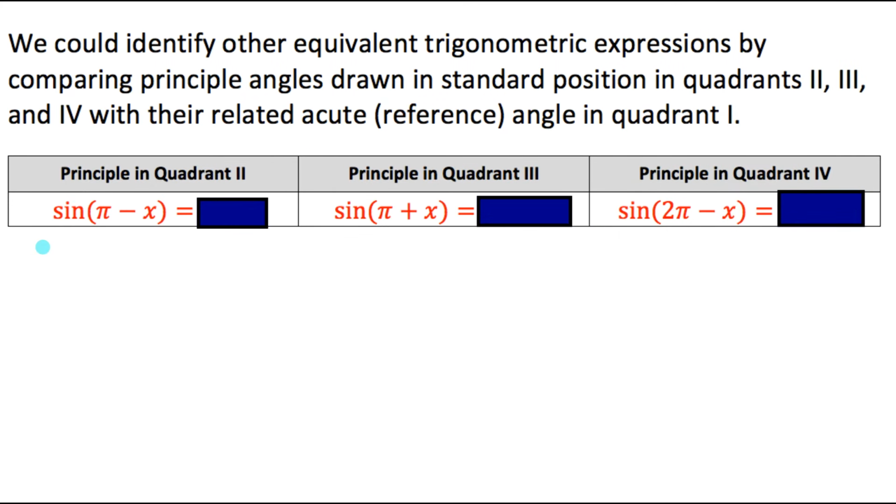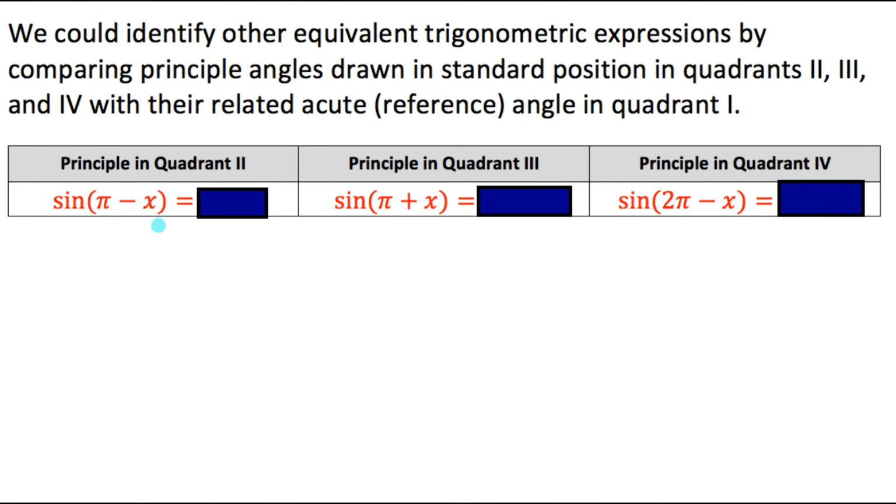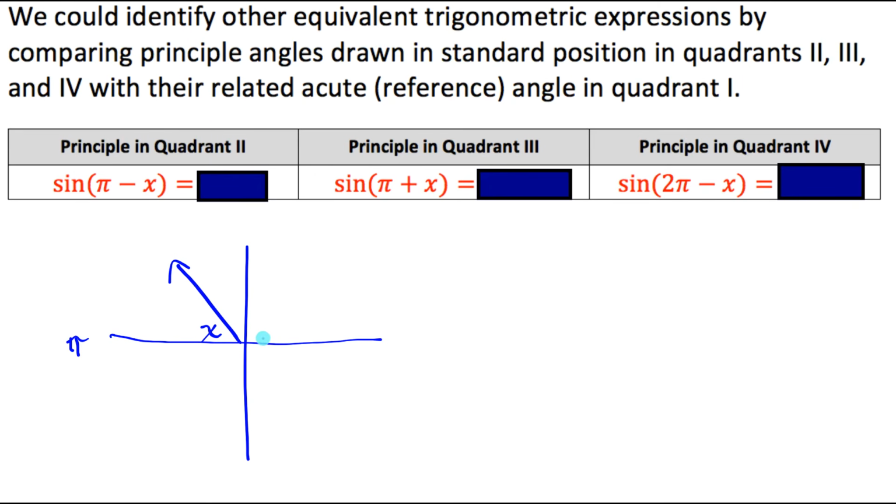Oh, and one more thing, we can extend our understanding of what I just showed you and our understanding of the CAST rule to come up with a few more identities. So we could identify other equivalent trig expressions by comparing principal angles drawn in standard position in quadrants 2, 3, and 4 with their related acute or reference angle that is in quadrant 1. So for example, if I have some angle x, that when I do pi minus that angle x, I'm in quadrant 2. So let me just draw that for you. If I'm in quadrant 2, that means I'm here, and here's pi, and the reference angle is x. And that means this entire principal angle is pi minus x.